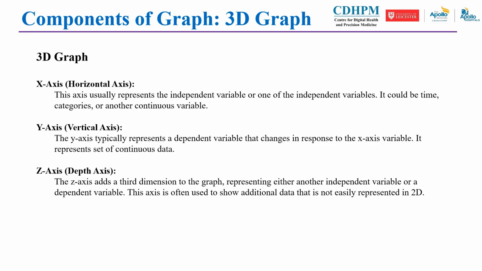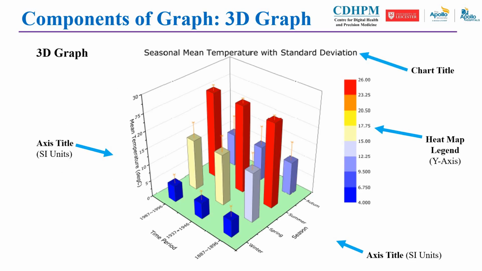In a three-dimensional graph, you can usually have a minimum of one independent variable and two dependent variables, and in another example you have two independent variables and one dependent variable. I'll explain this graph to you; it makes it easy to understand. It shows mean temperature with standard deviation. It is representing the temperature over the last century, right?